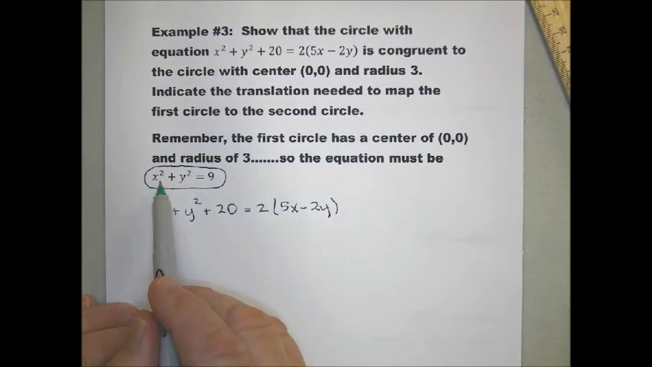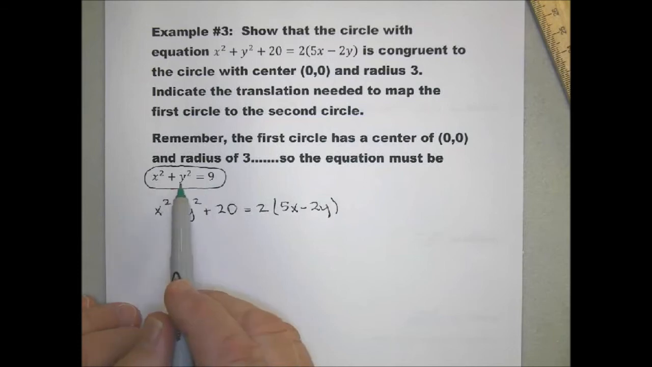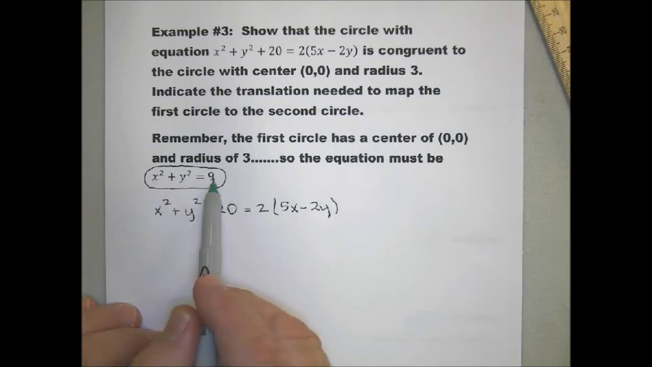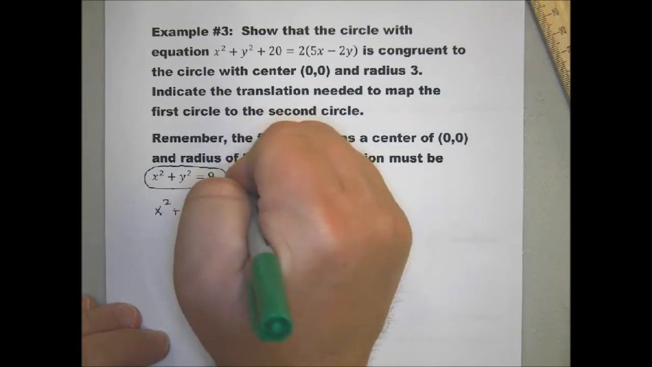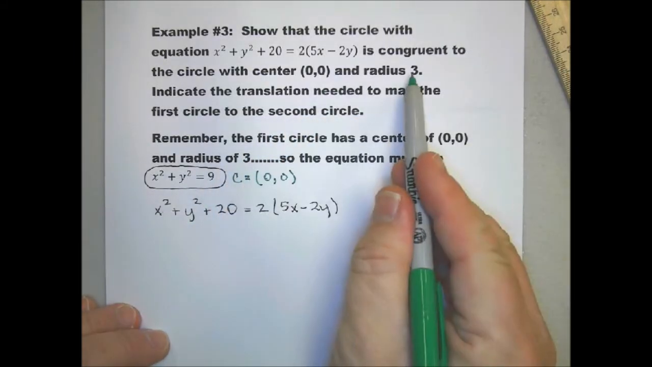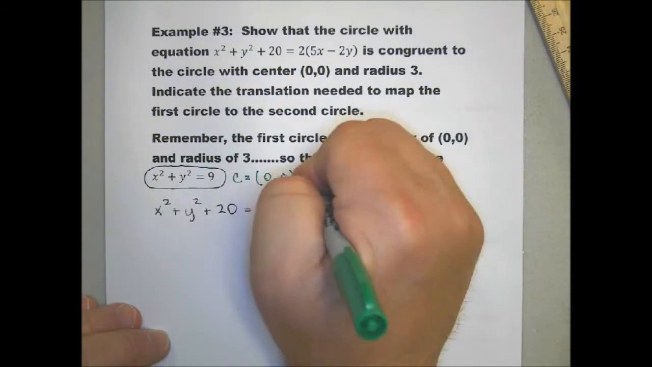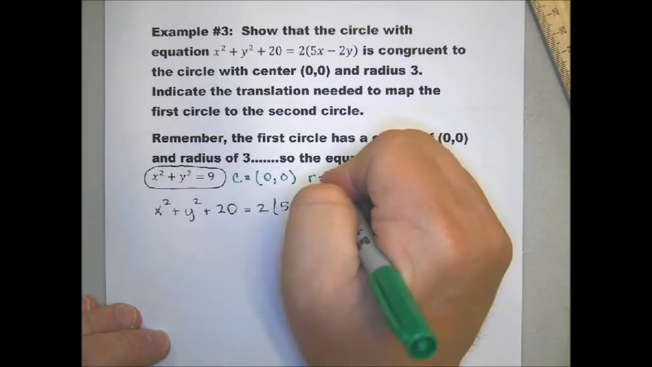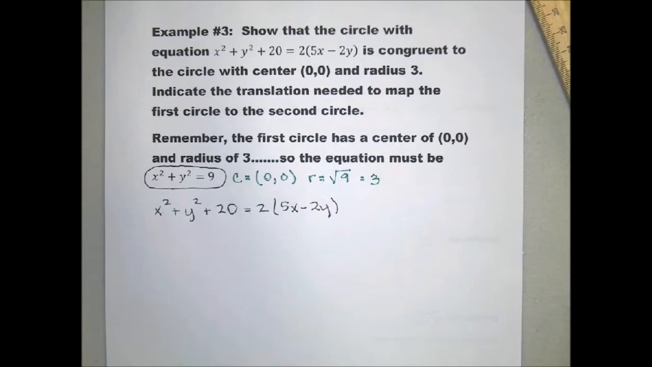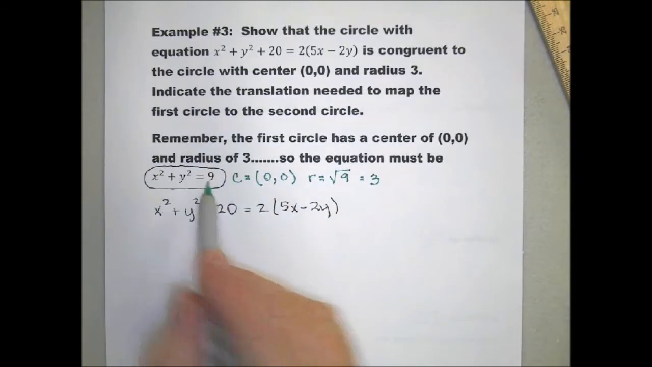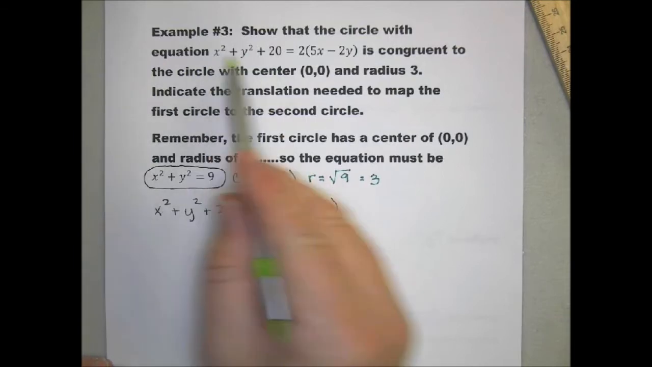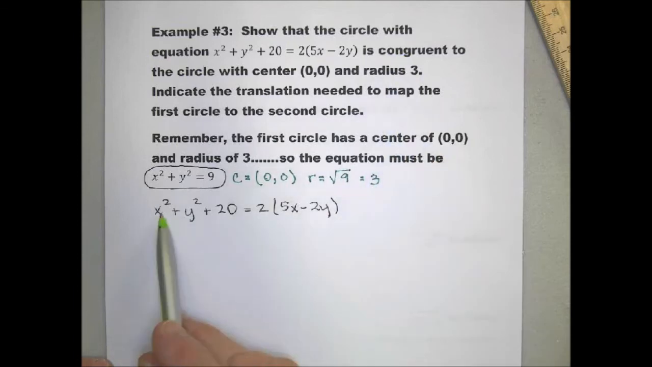If the center of the circle is 0, 0 and the radius is 9, this is what the equation must look like. So the center is 0, 0, or pardon me, the radius is 3. So the equation must equal 9. In order for the radius to be 3, this must be a 9 in the equation. So now let's take this new circle that's given to us by this ugly equation.